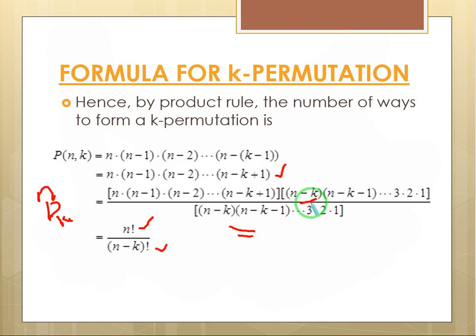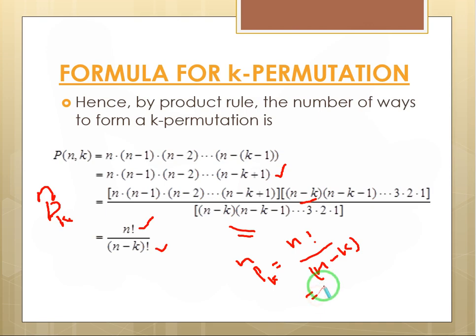Okay, so when we are multiplying and dividing this value, we can easily get n factorial divided by n minus k factorial. So whenever somebody asks you for n permutation k, what should your answer be? It should be n factorial divided by n minus k factorial. So what do we mean by n factorial?